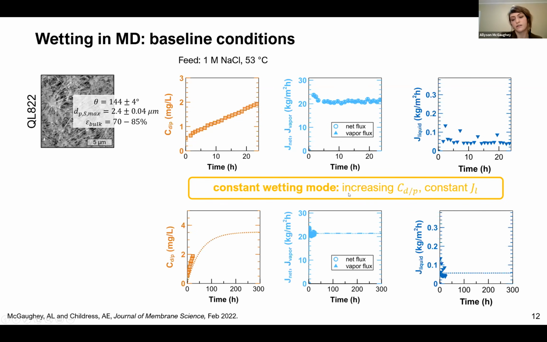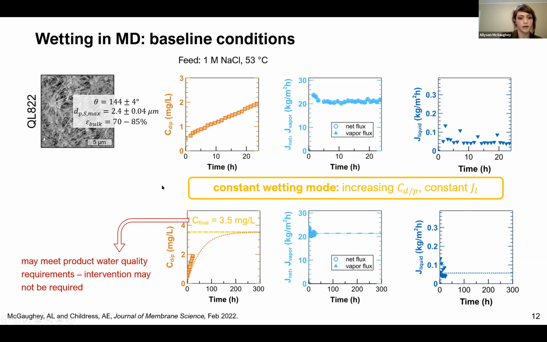And we can also predict the final concentration of our product water simply by assuming constant vapor flux and constant liquid flux continues after our 24 hours of operation. And for this membrane, we obtain about 3.5 milligrams per liter sodium chloride in our final product water. And notably, that may meet quality requirements depending on the application. So in this case, wetting may not require intervention. Constant wetting can be tolerable.